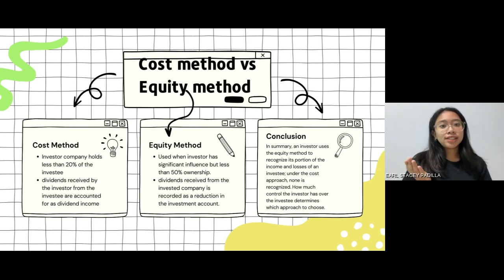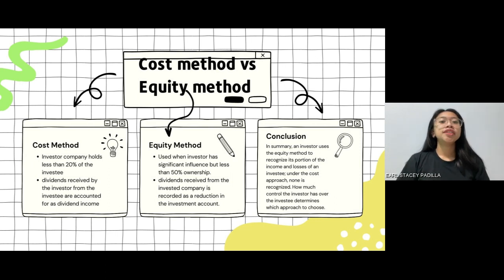Balancing out with its disadvantages, it requires significant effort and resources. So, it really means that it is costly. This is because the equity method requires a company to account for its investment in another company based on its share of the investee's net assets, which could be time-consuming and complex.